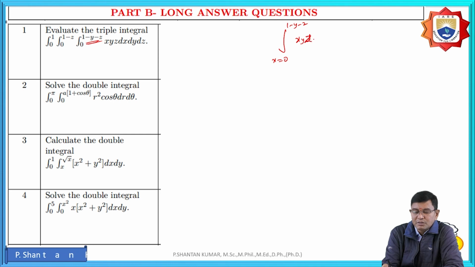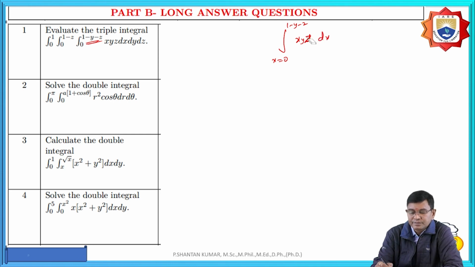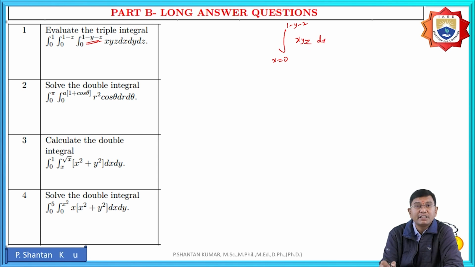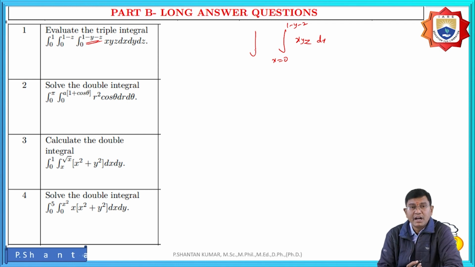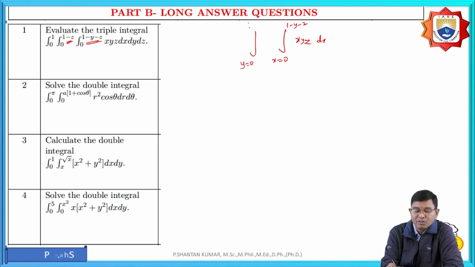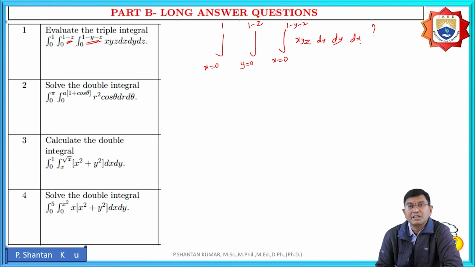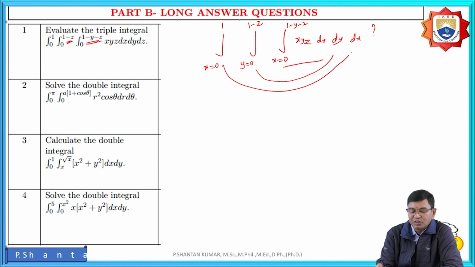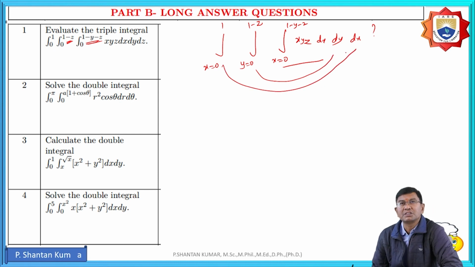Therefore we need to integrate first with respect to dx of xyz. After x is over, that means y and also z remain, and in y and z the limits are in terms of z, so we assume that y is equal to 0 to 1 minus z, integrating with respect to dy. And again after that, the final limits are 0 to 1, integrating with respect to dz. First dx, and again after that with respect to y, and again after that with respect to z is the order.